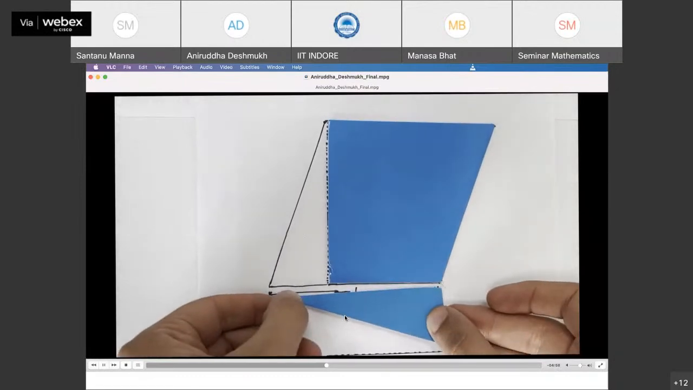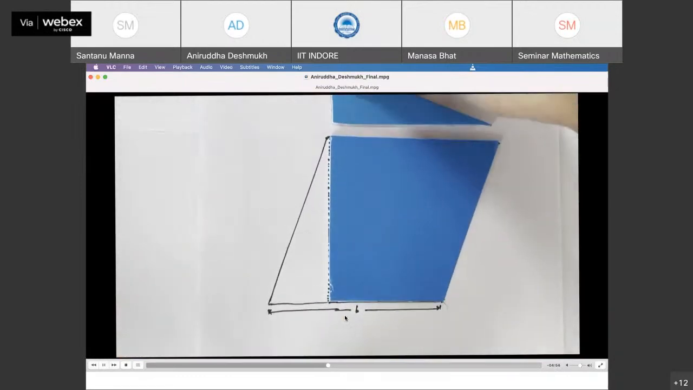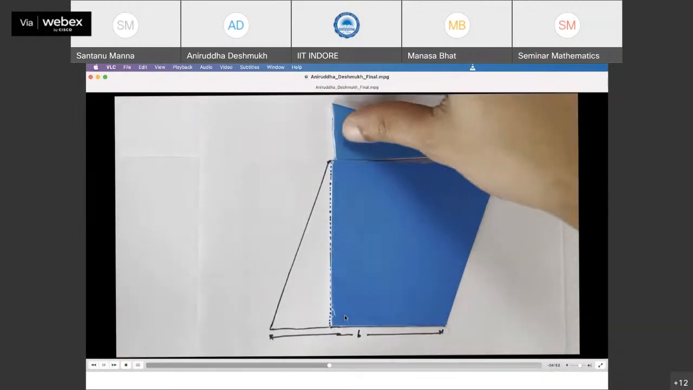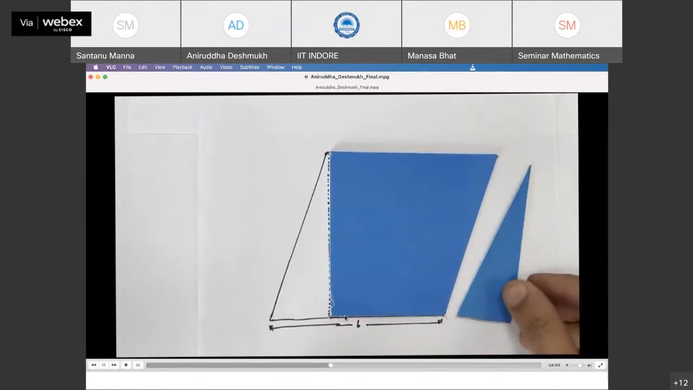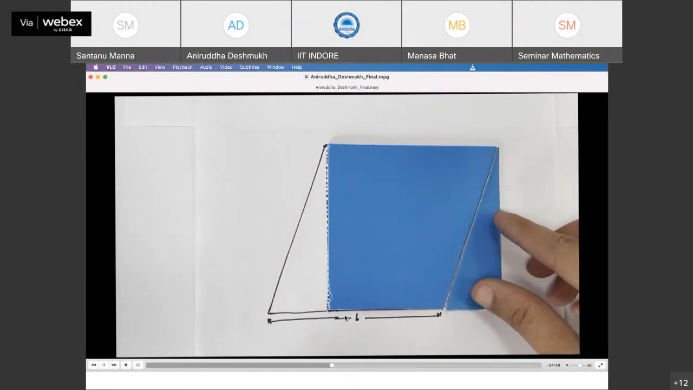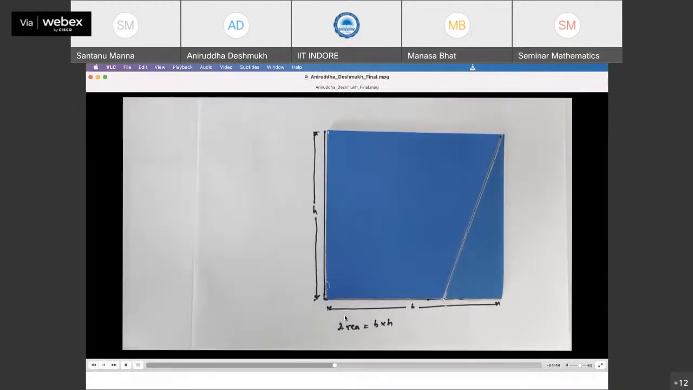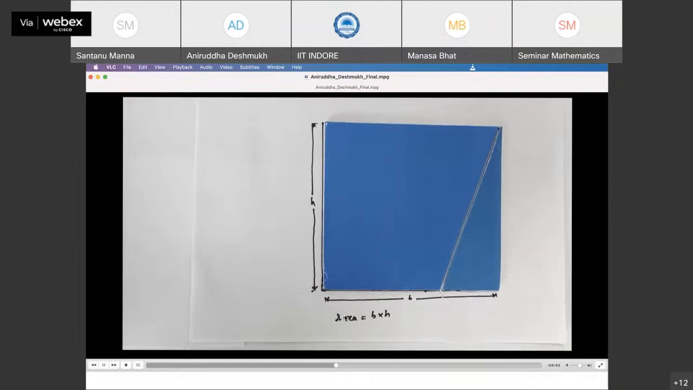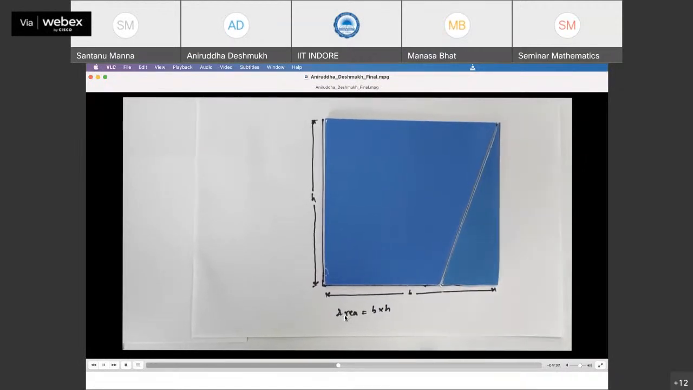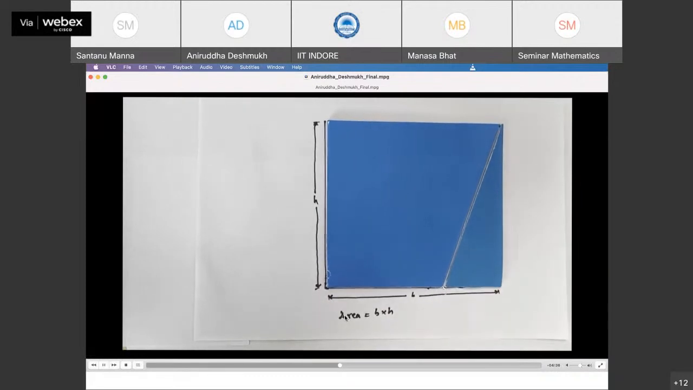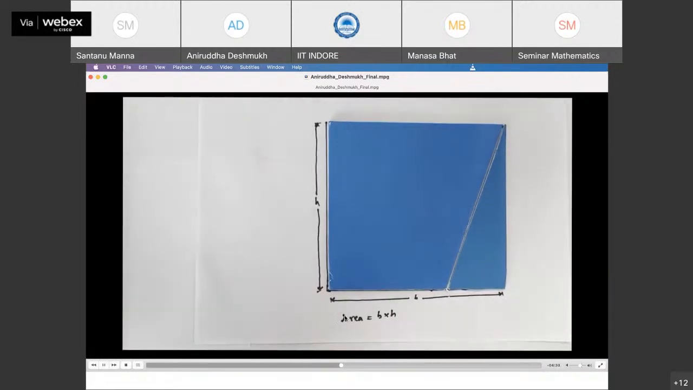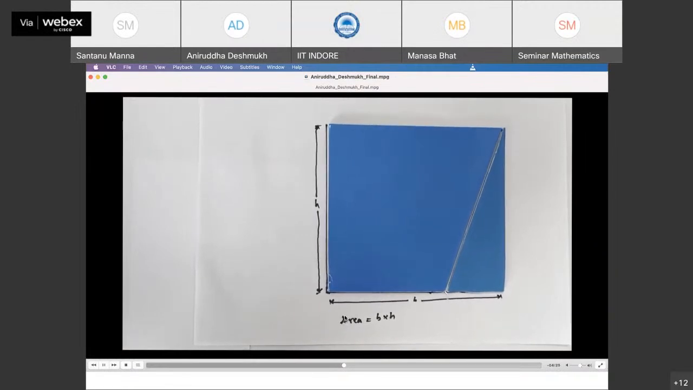But where to place it? Here it doesn't form a rectangle. Here also it doesn't form a rectangle. But I observe that if I place it here, now it looks like a rectangle. Now that we have formed a rectangle, we know how to measure its area. The area of a rectangle is the length side into the breadth side. So this length we had already denoted by B, and the other length now I am denoting by H. So the area of this rectangle is B into H.